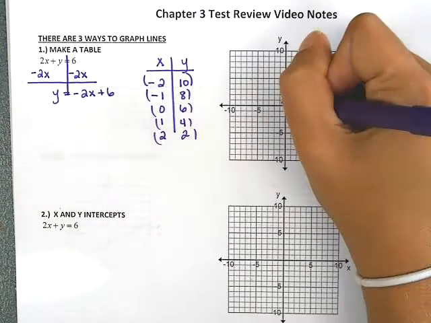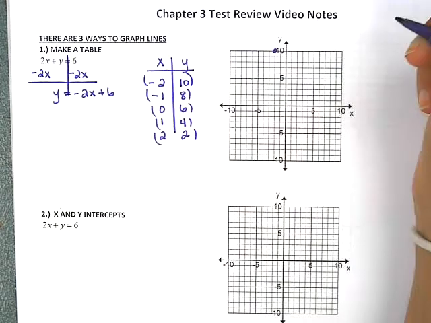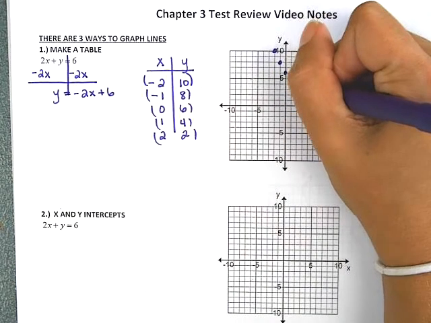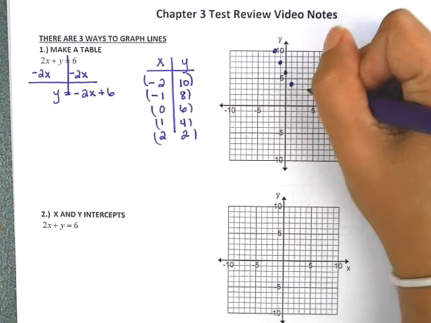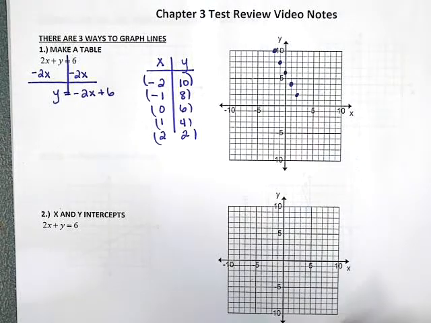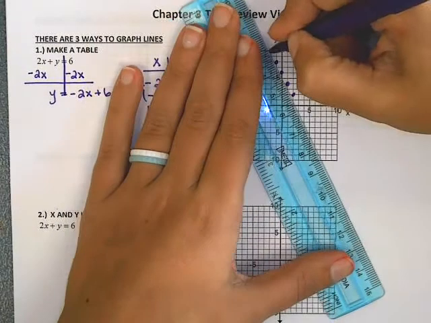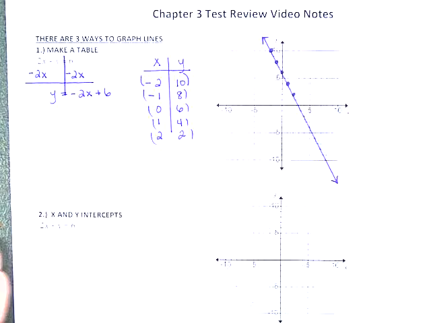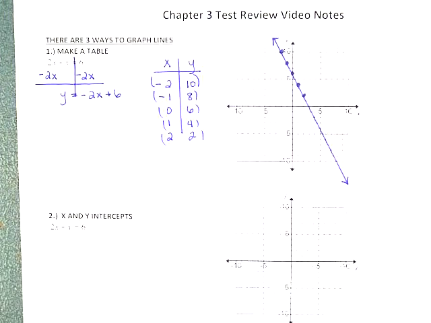And I get negative 2 comma 10 goes here, negative 1 comma 8, 0 comma 6, 1 comma 4, and 2 comma 2. Now I'm going to use my straight edge to connect my dots. I'm going to go beyond the edges of the graph and put arrows, and I'm done.